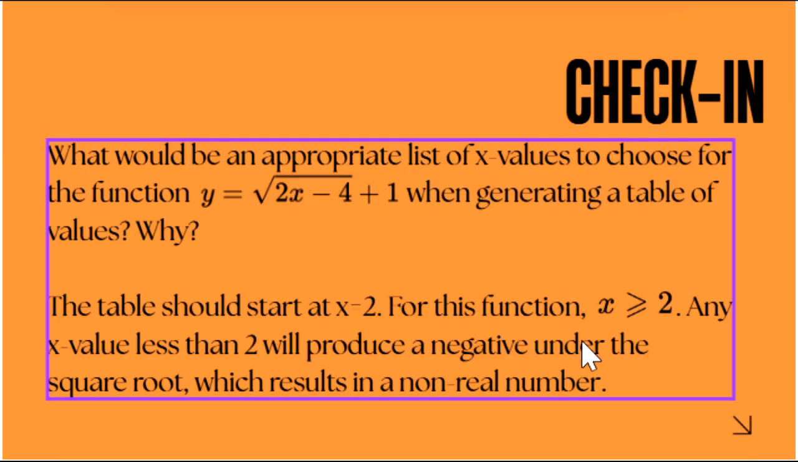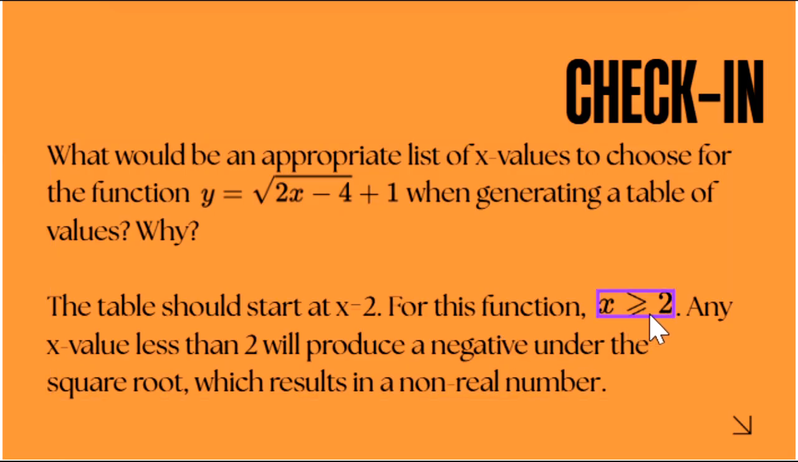I guess, for this function, x must be greater than or equal to 2. And I'm guessing they're getting that from right there. Okay, because that's our x value. Any x value less than 2 will produce a negative under the square root, which results in a non-real number. So for x values, we're going to start at 2 and go higher. We're going to see if that holds.